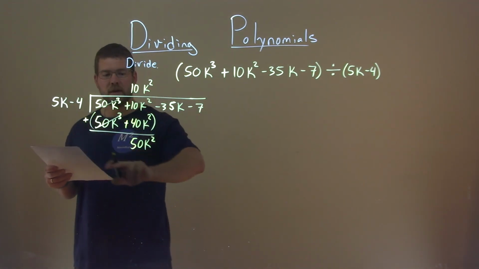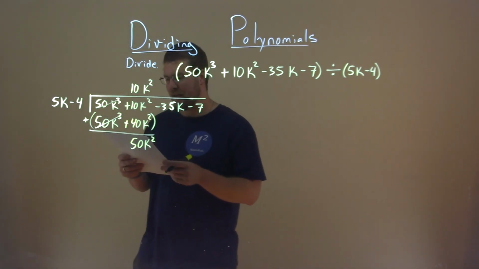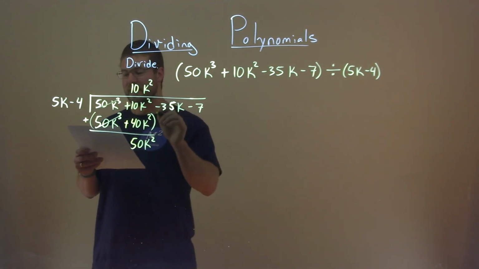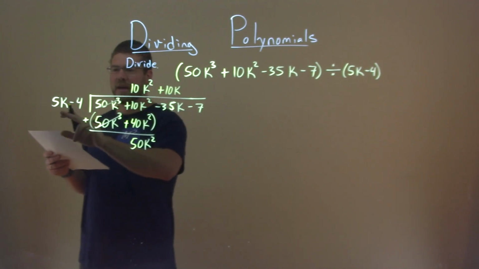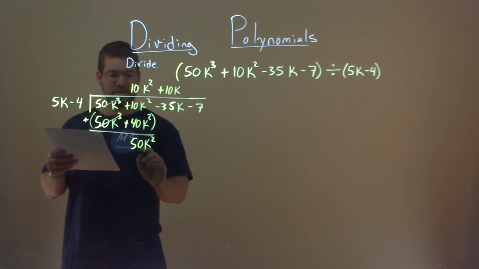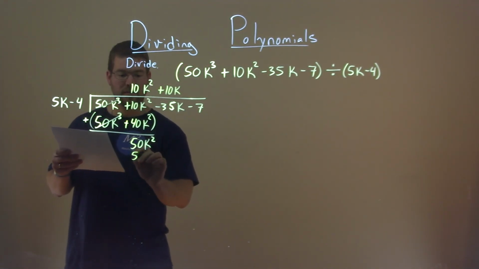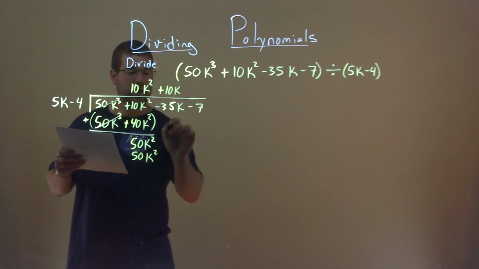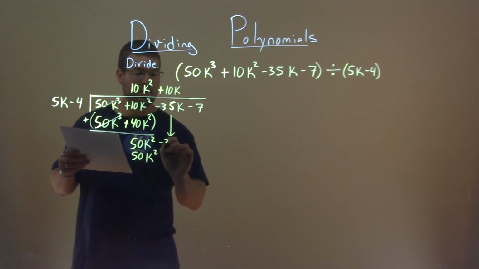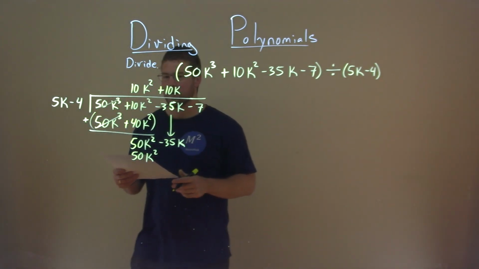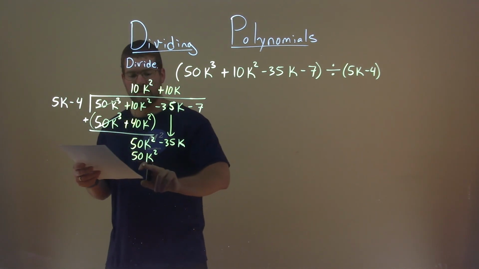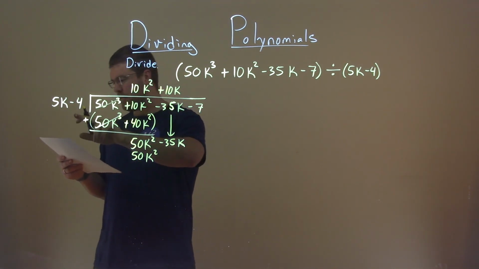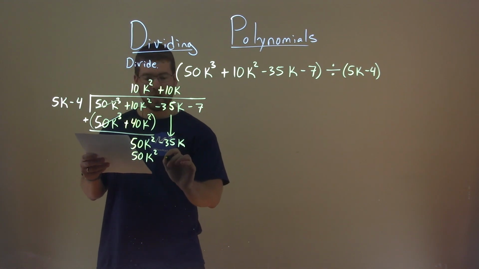What times 5k gets me 50k squared? And that's just a 10k. A lot of 10s here. 10k times 5k is that 50k squared. Almost forgot. Bring down the minus 35k. Oof. If you notice I forgot that, let me know down below. But I caught it, so we're good. So again, 10k times 5k is 50k squared. 10k times the minus 4 is a minus 40k.